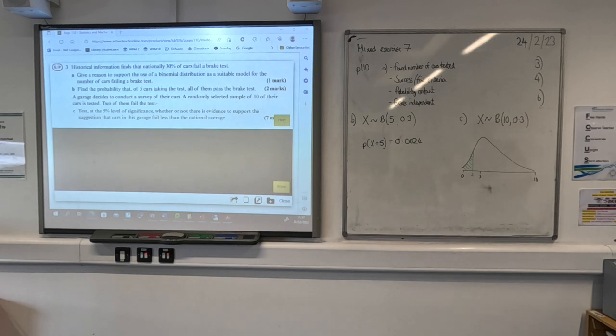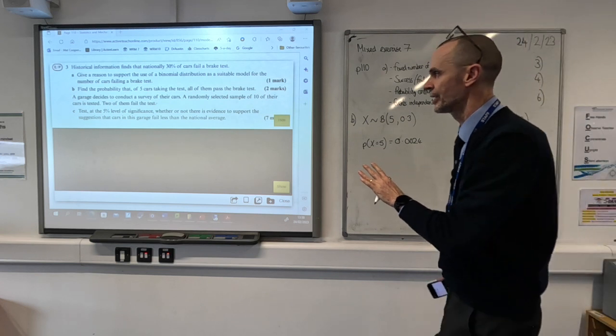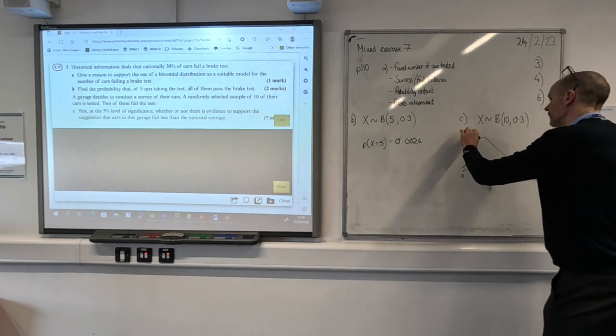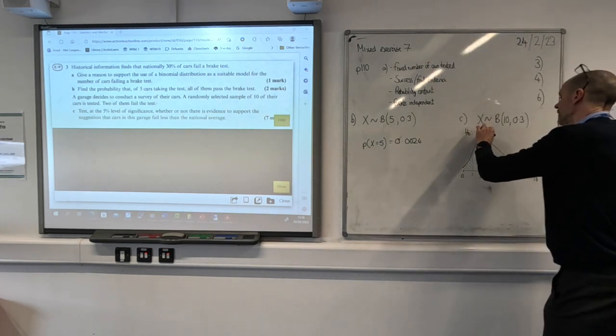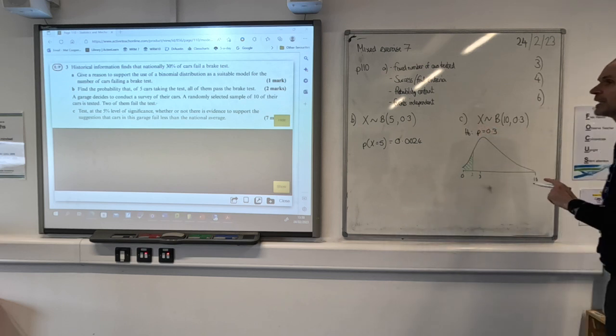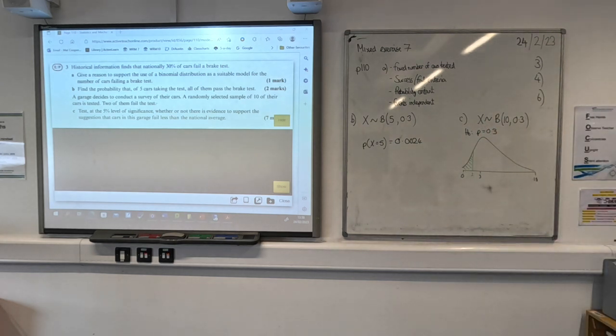But then it goes into a hypothesis testing question. The first question you need to ask yourself with hypothesis testing is: is this a one-tailed or a two-tailed test? Our null hypothesis is that the probability of a car failing its brake test is 0.3. And you've just got to hunt in the wording. What are you going to tell me?